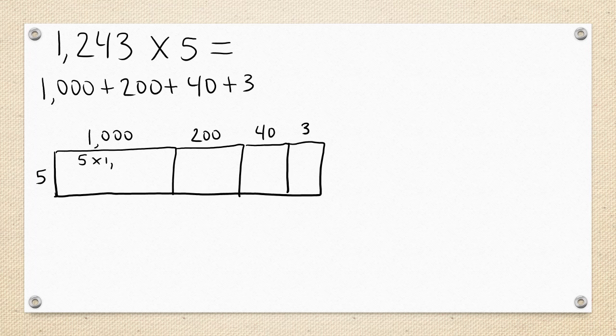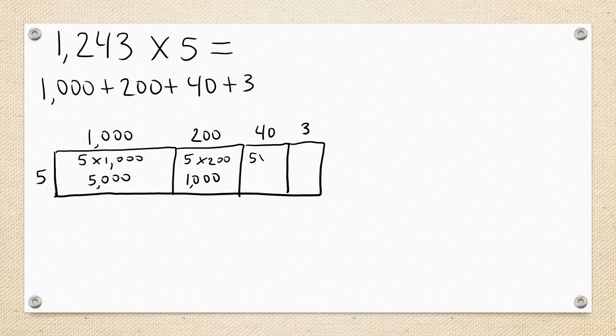5 times 1,000, I can use my basic fact trick. 5 times 1 equals 5. Bring all 3 zeros along. Make sure I put my comma in. So 5 times 1,000 equals 5,000. Then I multiply 5 times 200. I can use a basic fact trick. 5 times 2 is 10. Bring both zeros along, put in my comma, so 5 times 200 equals 1,000.